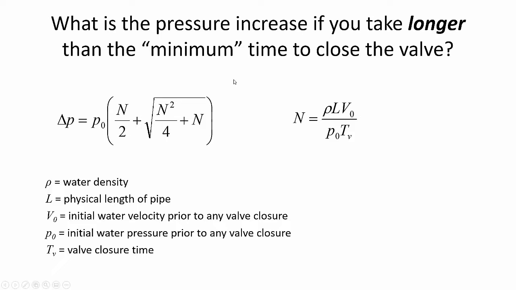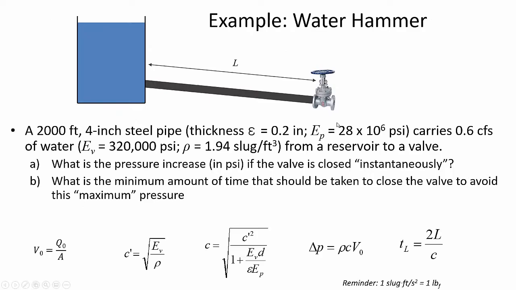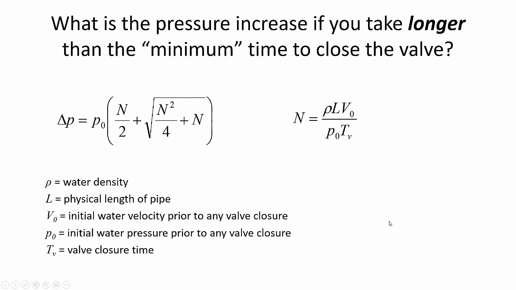if you have a valve closure time that's greater than that time, so we just calculated the minimum closure time, if you take longer than that, then the pressure increase would be lower. And this is an empirical formula that just estimates what the pressure increase would be. And you'll see that first of all, you have to calculate this intermediate parameter n, which is dependent on the length of the pipe, the density of the fluid, the velocity of the water, and then also the valve closure time and the initial pressure in the pipe. So all of those things play into this factor n, which is then multiplied, after some transformation, by the initial pressure, and then that would estimate the pressure increase.